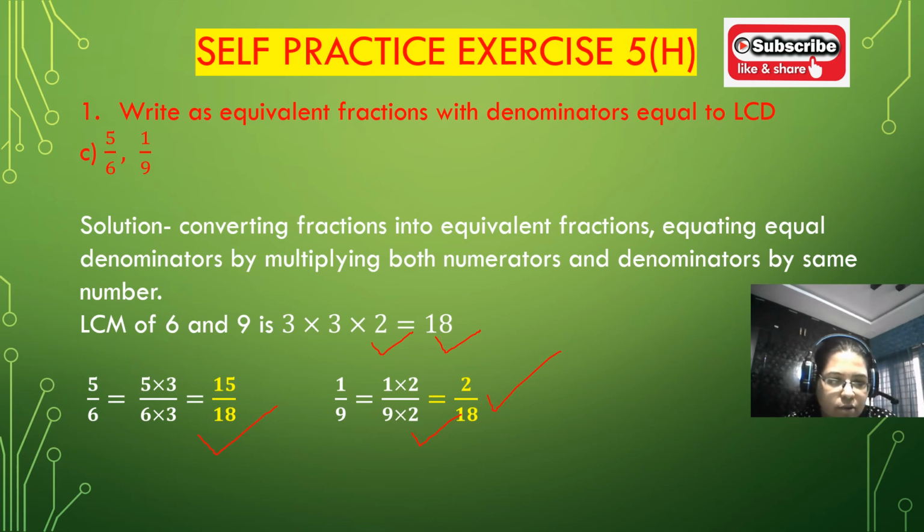So 15 divided by 18 and 2 divided by 18 are the two equivalent fractions of 5 divided by 6 and 1 divided by 9, with denominators equal to the LCD of the denominators 6 and 9, which is 18. Both have the same denominator, that is equal to the LCM of the denominators 6 and 9, that is 18.